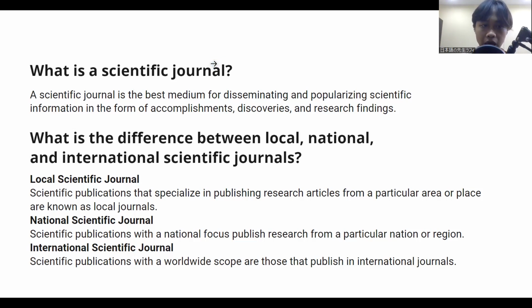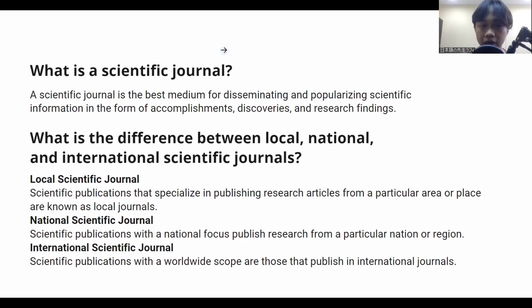For the first is local scientific journal. A scientific publication that specializes in publishing research articles from a particular area or place is known as a local journal, whereas a scientific publication with a national focus publishes research from a particular nation or region, which is a national scientific journal.